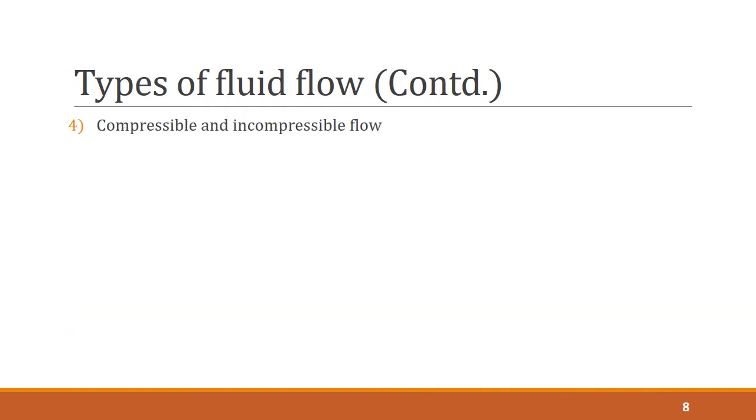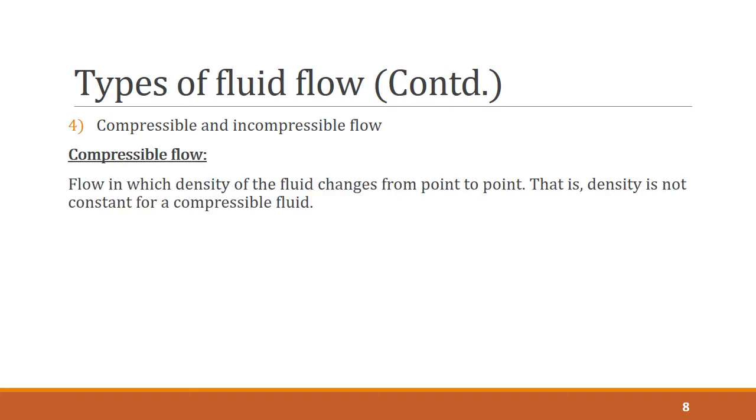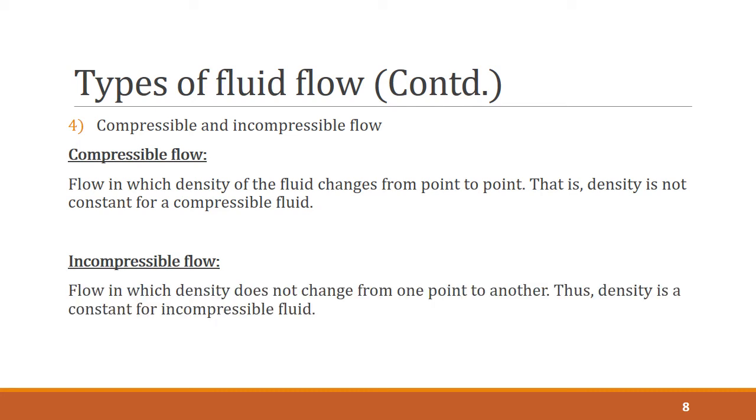Next, it is compressible and incompressible flow. When we are talking about compressible, naturally the property that comes into our head is the density. Whenever we think about density, we usually think about it as constant. That is not true. The flow density can change from point to point, and when it does, that is, the density is not constant, that particular fluid is known as a compressible fluid, and that particular flow is known as a compressible flow. An incompressible flow is a flow in which density does not change from point to point. That is, density is a constant for incompressible flow.